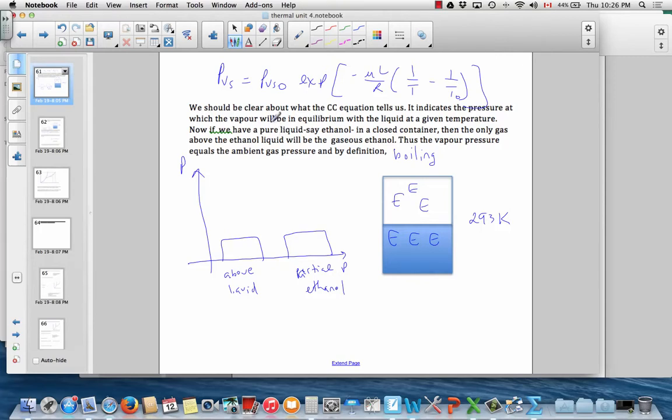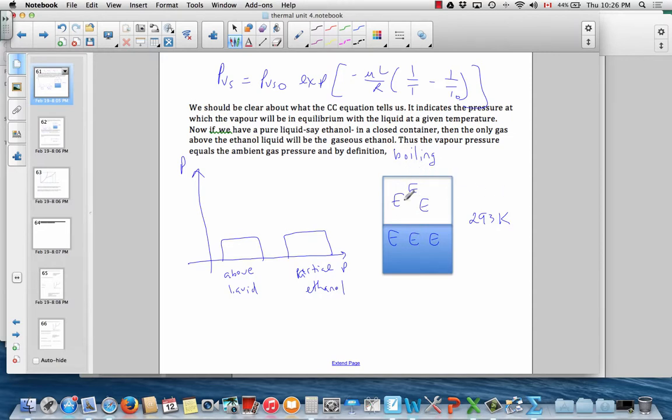So we should be clear what the Clausius-Clapeyron equation tells us. It tells us the saturation vapor pressure. That's the pressure at which the vapor is in equilibrium with the liquid, and the rate of evaporation equals the rate of condensation.